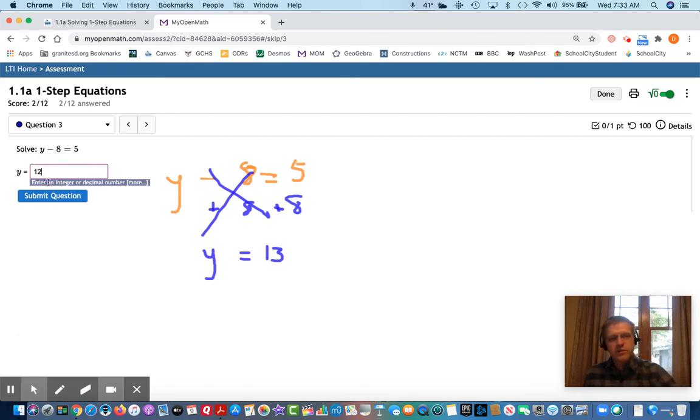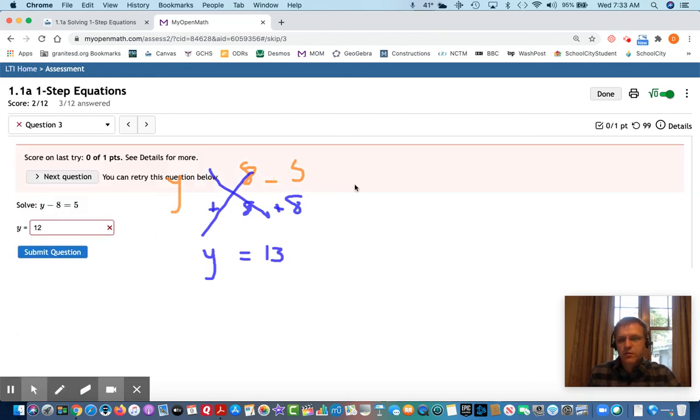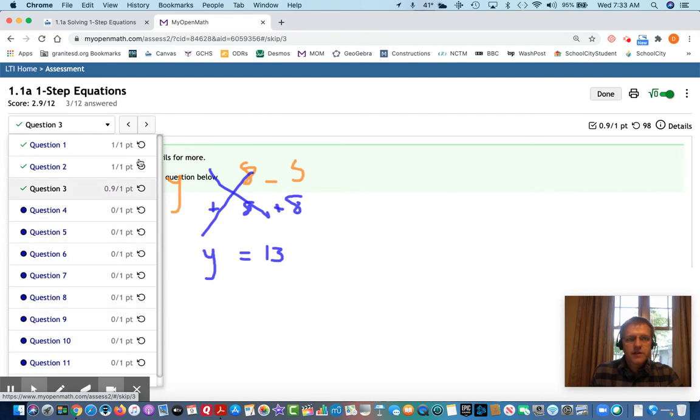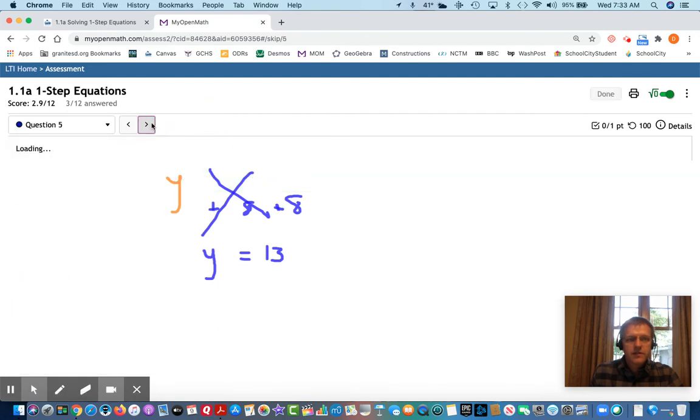Now, what if you get this wrong? What if you put in 12? Right, it turns red, but you look up here, you have 99 tries on this question remaining. So just do it over again. Don't panic, don't quit, just do it over again. You can look here and see which ones you've done. Let's just look for a harder one here.